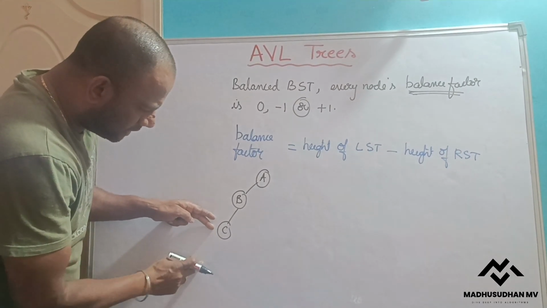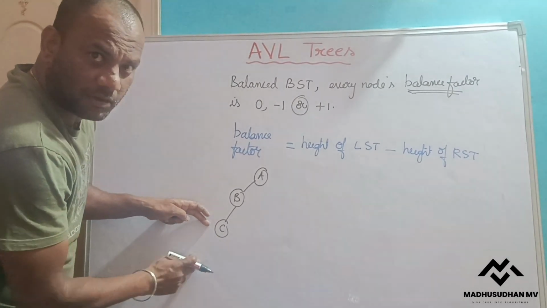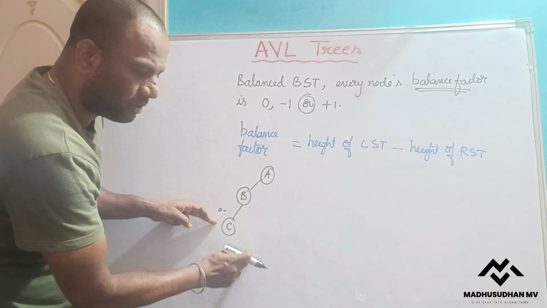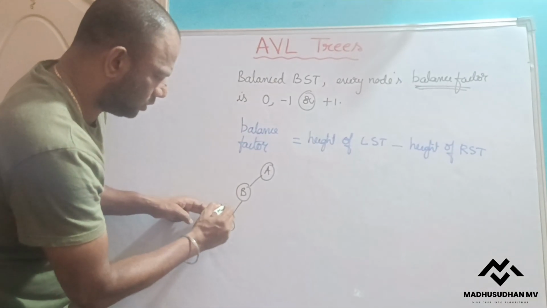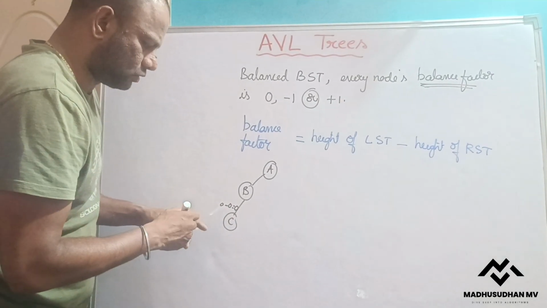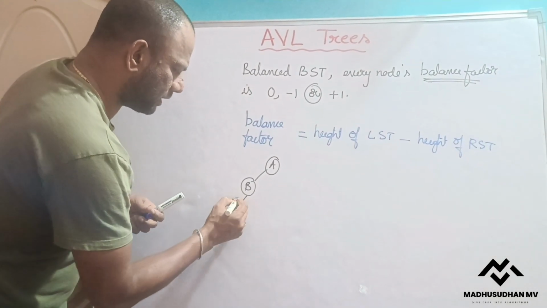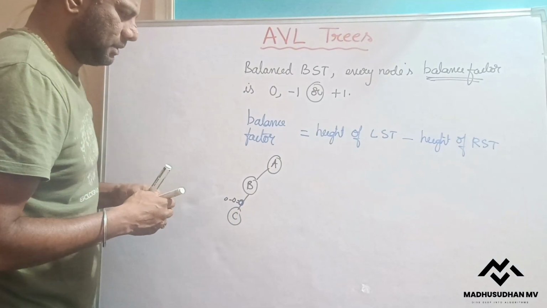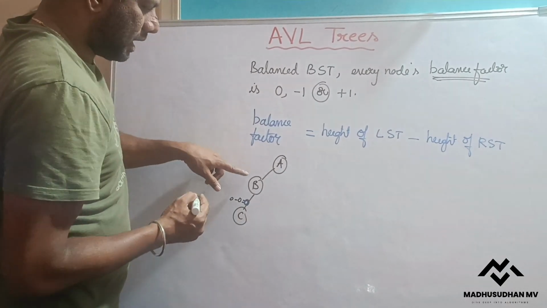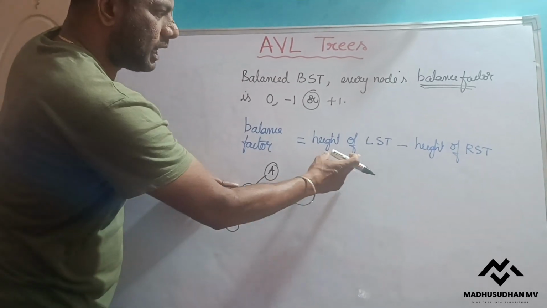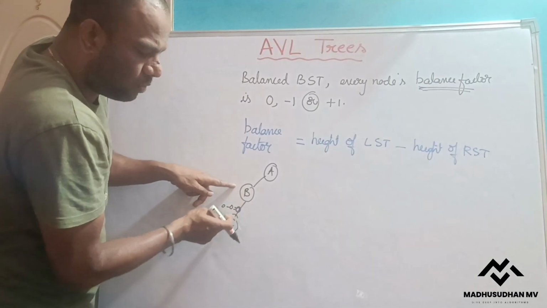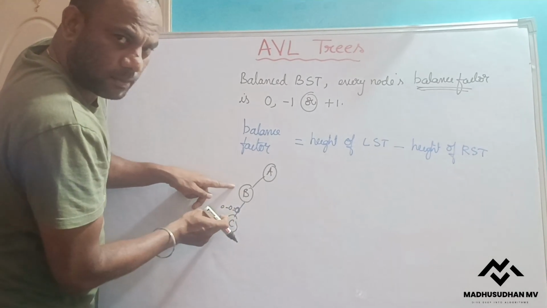Now, how many nodes does its left subtree have? 0 nodes. Minus, how many nodes does its right subtree have? 0. So 0 minus 0 is equal to 0. That means the balance factor of this node is 0. Similarly, now check the balance factor of this node. It is the height of its left subtree. Only one node is there, only one edge, one.